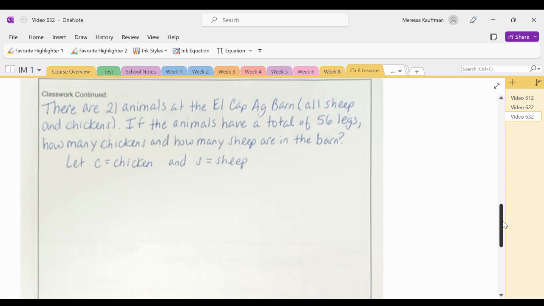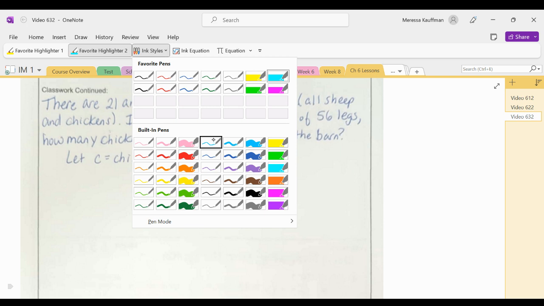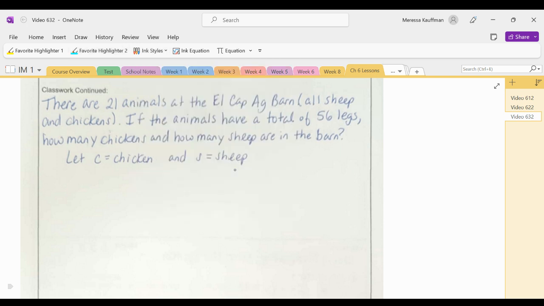This one's a fun barnyard problem that we can do, and you have to set up the equation for this. So I want you to pause the video and see if you can set up the equation for this. There should be two. There's two equations. So go ahead and pause the video, give it a try.